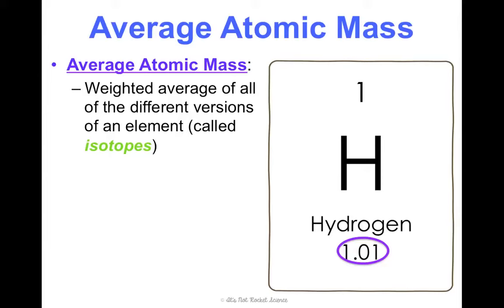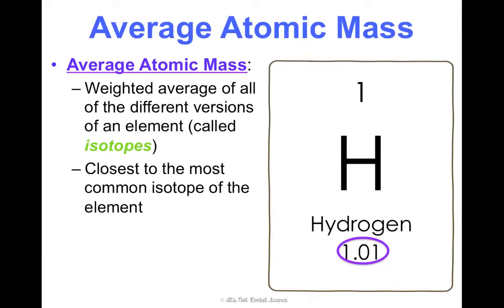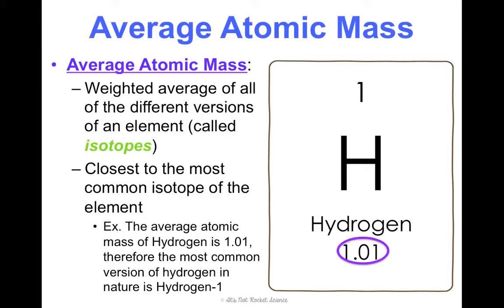And so because it's a weighted average, it's going to tell us what is the most common isotope of the element. So for example, the average atomic mass of hydrogen is 1.01. So rounding that, that means the most common version of hydrogen in nature that exists is hydrogen hyphen 1, which would be 1 proton and 0 neutrons. Look up carbon on your periodic table. It has an average atomic mass of 12.011. That means the most common version of carbon is carbon 12. Carbon always has 6 protons, so that means in the most common version it has 6 protons and 6 neutrons.